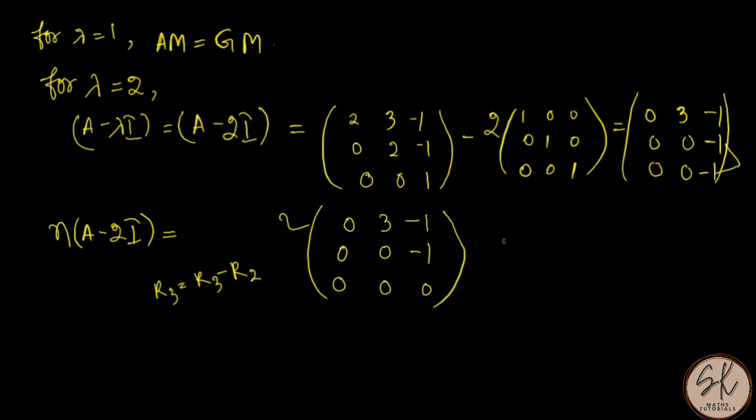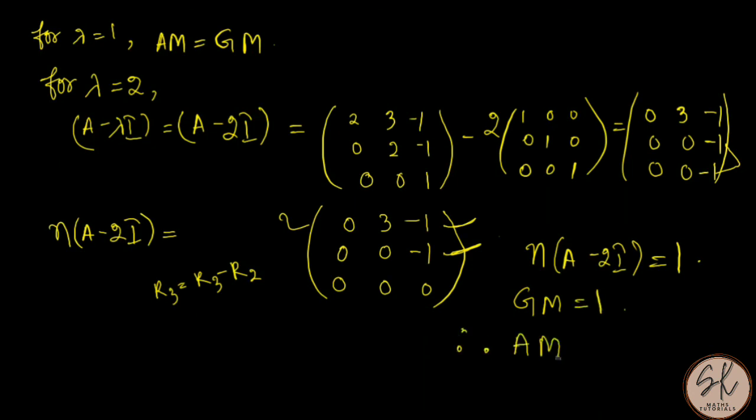So its nullity is how much? Let us check whether it can be reduced further. This row can't be made 0, so it can't be reduced further. Now the nullity of A minus 2I is 1, which is not equal to its AM. Its GM is 1. Therefore its AM is not equal to its GM.